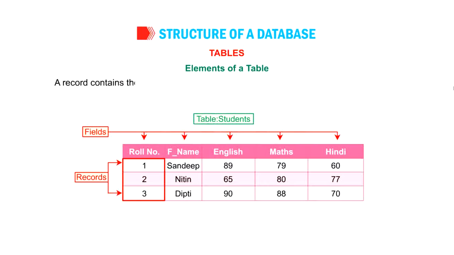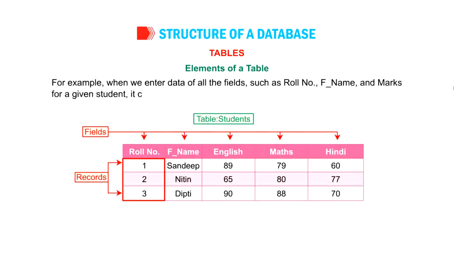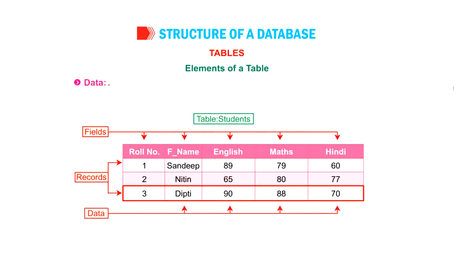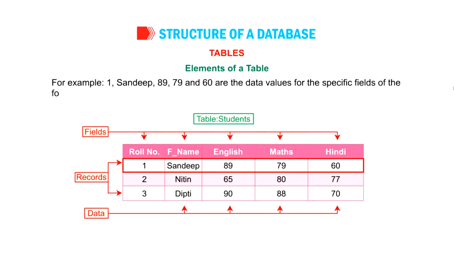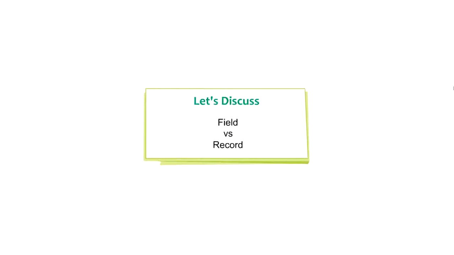A record contains the values for all the fields that belong to a single person or an entity. For example, when we enter data of all the fields such as roll number, first name, and marks for a given student, it creates a new row in a table, which is called a record. Data. A set of characters that represent a valid value is known as data. For example, Sandeep, 89, 79 and 60 are the data values for the specific fields of the following table Students. Alright, let us now discuss field versus record.